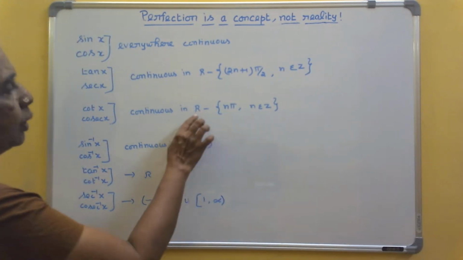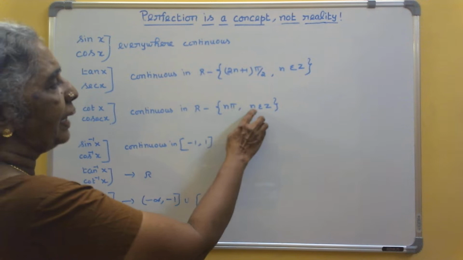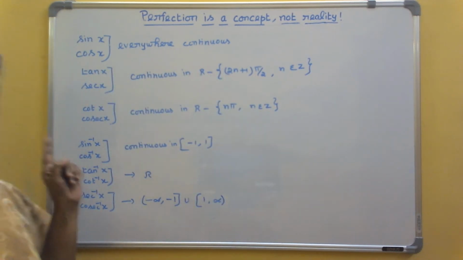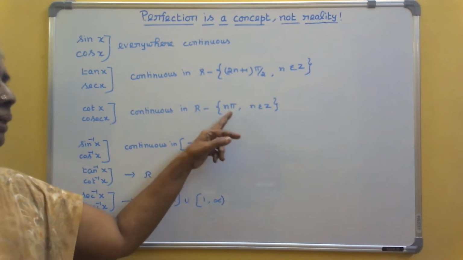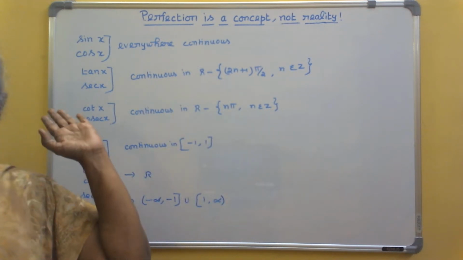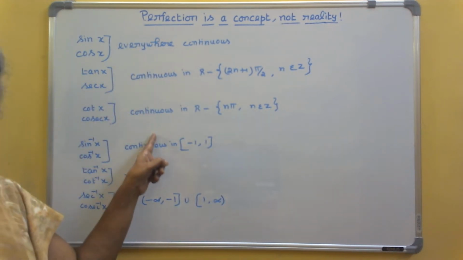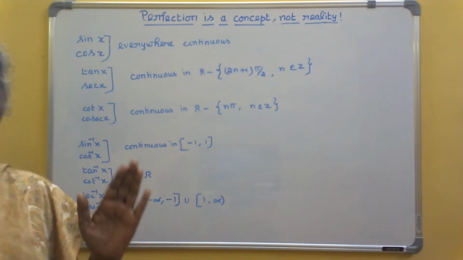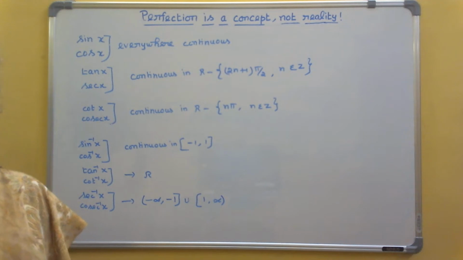So it will be continuous in R minus n pi, n belongs to Z. Right? So cot x and cosecant x will be discontinuous at n pi, n belongs to Z. Hope all these things are clear to you. You have to note down all these things so that you will remember at the time of the examination.